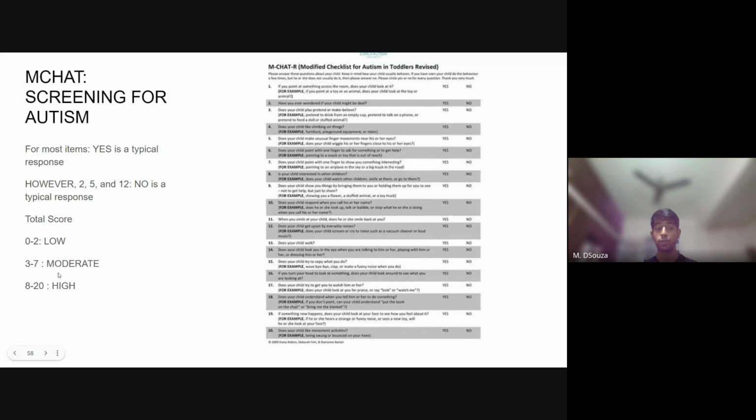If those areas have not changed, these are children who are at high risk for autism, and you would probably refer them to a tertiary center, or a center equipped to handle autism, so that early intervention is made in these children. And for children who have atypical answers for 8 to 20, these are children at high risk for autism and would warrant immediate referral to a developmental center where early intervention is a possibility.